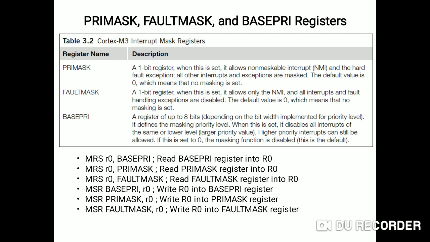Next is MSR BASEPRI, R0. This will copy the content of R0 into BASEPRI. MSR PRIMASK, R0, this will copy the content of R0 into PRIMASK. Next is MSR FAULTMASK, R0. This will copy the content of R0 into FAULTMASK. So these PRIMASK, FAULTMASK and BASEPRI registers cannot be set at the user access level.